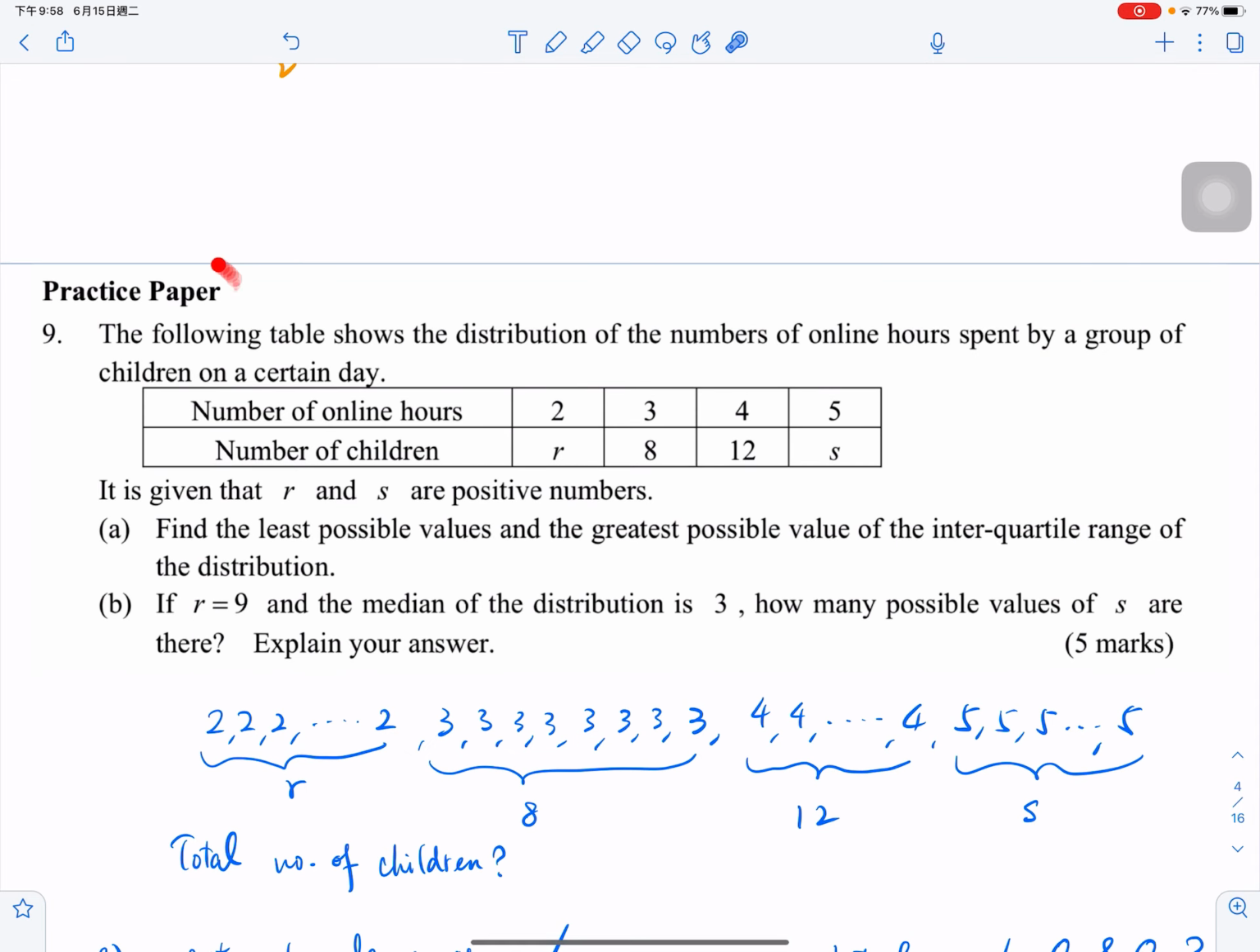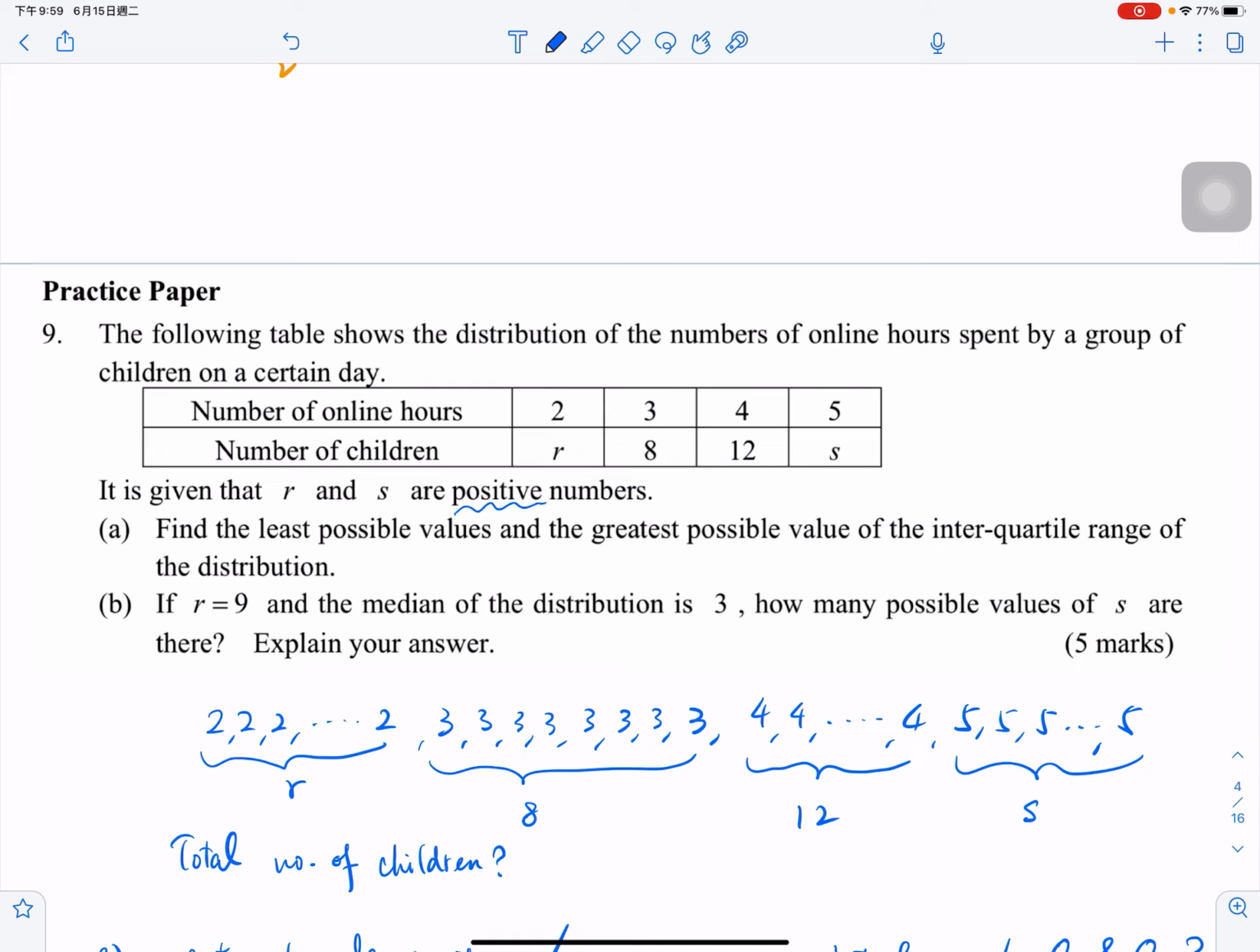Number 9 of the practice paper: the following table shows the distribution of the numbers of online hours spent by a group of children on a certain day. So you can see that if online hours is 2, there are R children. Online hours 3, there are 8 children. Online hours 4, there are 12 children. Online hours 5, there are S children. And for R and S, these are positive numbers.